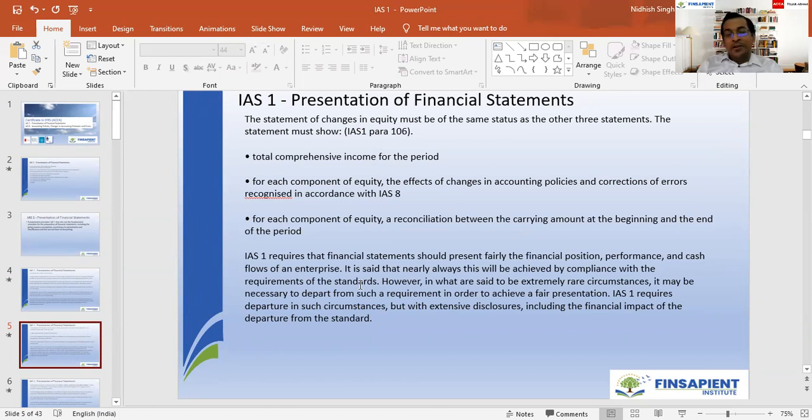The first statement is saying it's just a matter of accuracy. That statement of changes in equity must be of the same status as the other 3 statements. In simple language, all your 4 primary statements must be talking to each other. We cannot have total net asset X million as per the statement of changes in equity and Y million as per the balance sheet. It's a very basic fundamental thing that should always be taken care of.